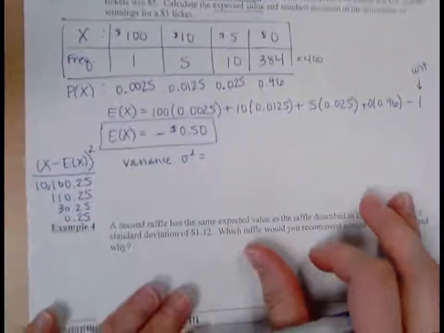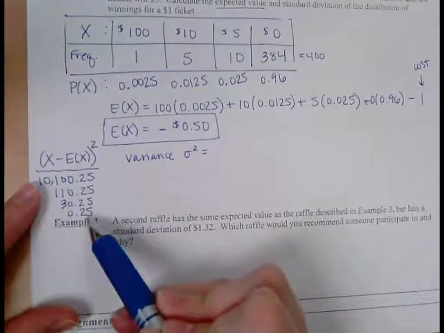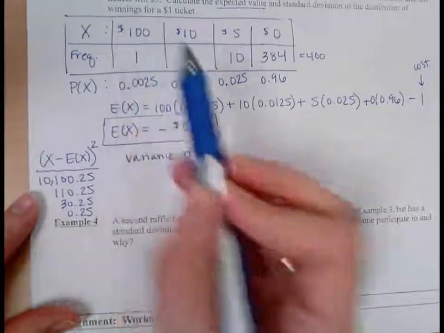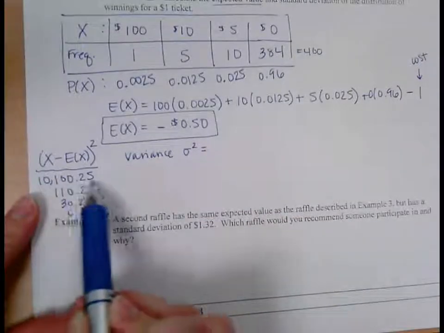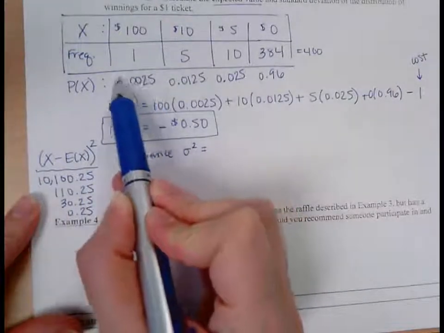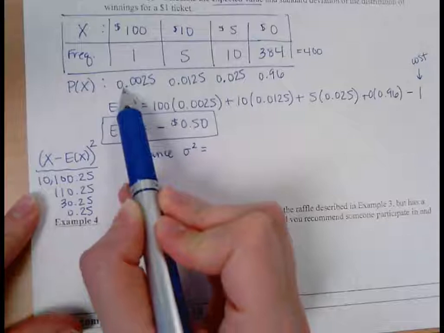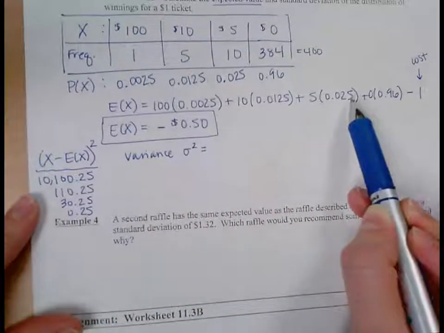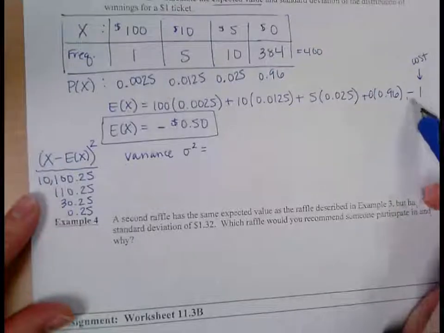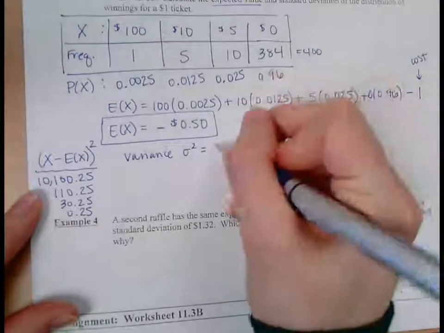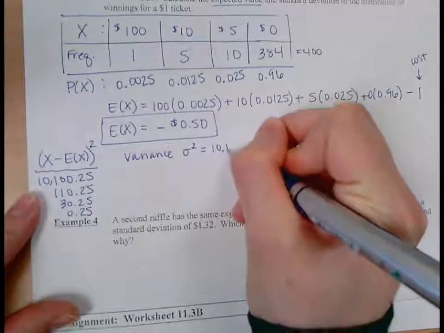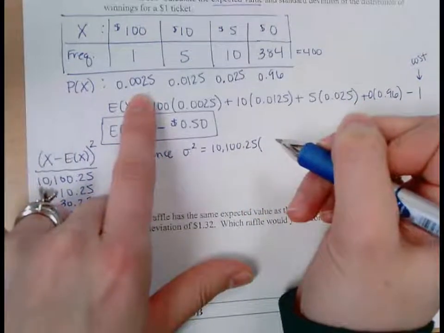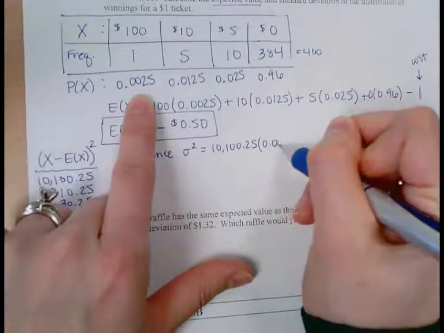So when I look at this, just because I do have them written in order, like this value came from using the 100, so I would take this value and multiply it by the probability of getting $100. It's like I'm calculating a new expected value, except I do not have to subtract the cost for this one. So I would take the 10,100.25 and multiply that by the probability of getting 100, so 0.0025.